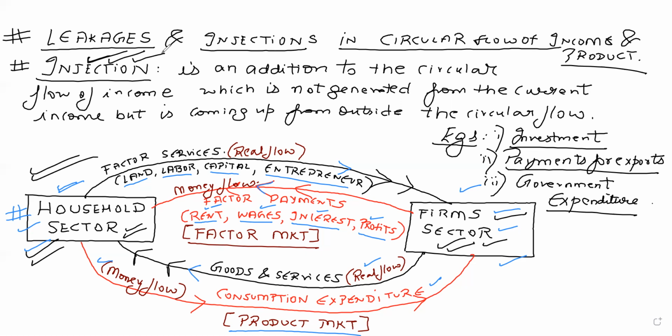So this is where I intend to stop in this lecture of macroeconomics. What we have primarily covered in this lecture is one of the most important concepts of national income, which is the circular flow of income and product in a two-sector economy. So I hope all students have enjoyed this lecture.